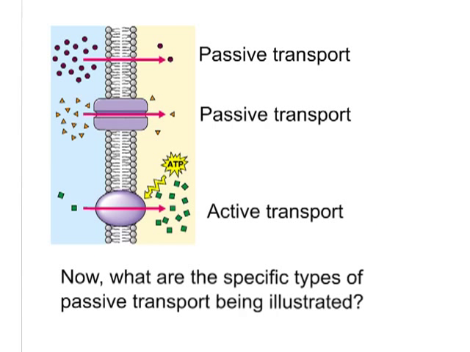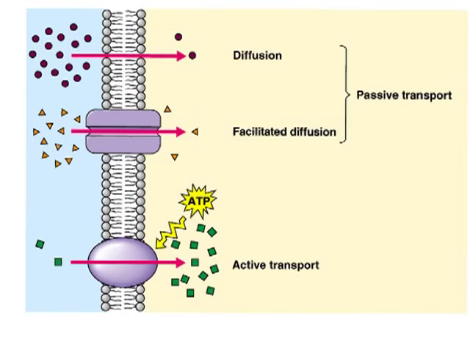This one is active transport. Why? Well, 2 reasons. We're going from a location where we have low concentration to a high concentration area, and we are requiring energy to make that happen. That is active transport. So now what are the specific types of transport being illustrated? Just a quick review. This is diffusion. This is facilitated diffusion because it's using a transport protein in order to make that diffusion happen.